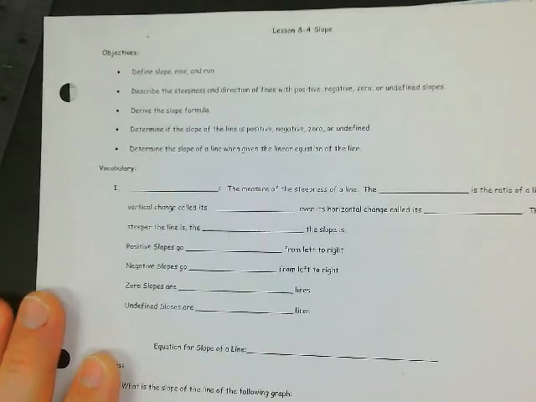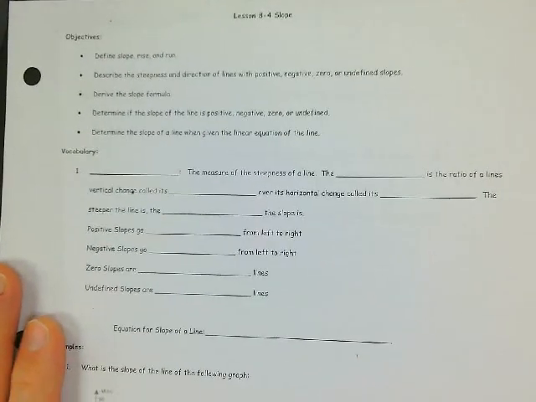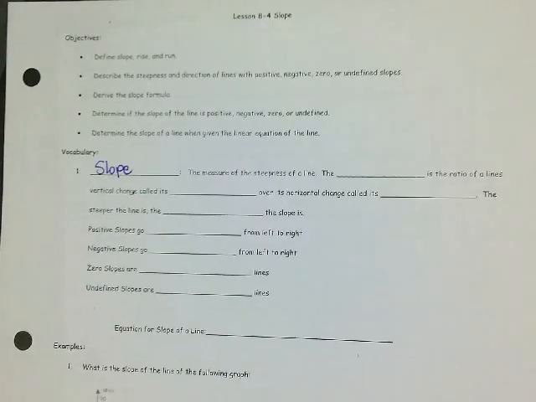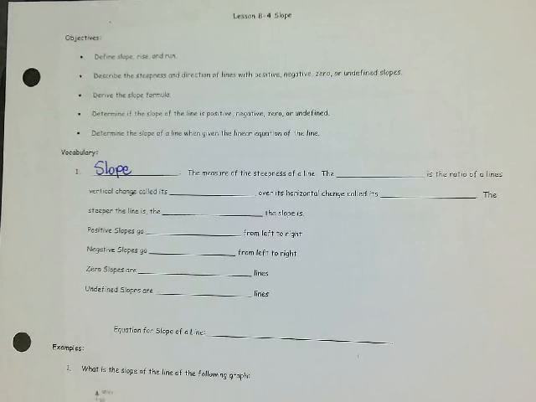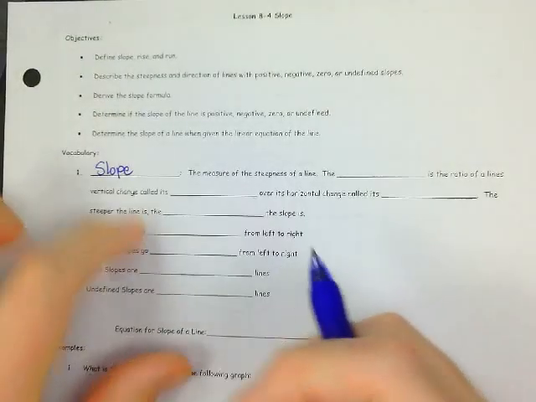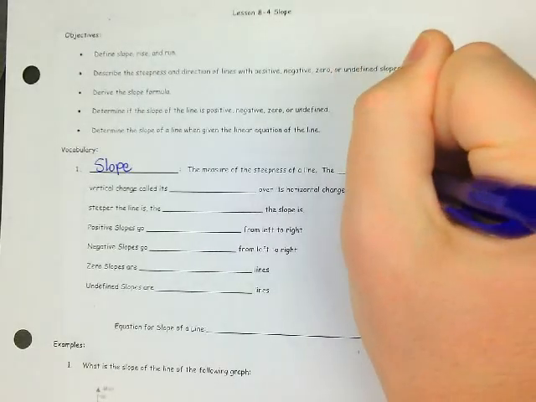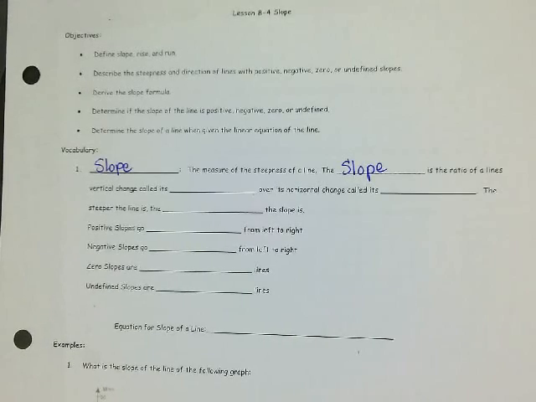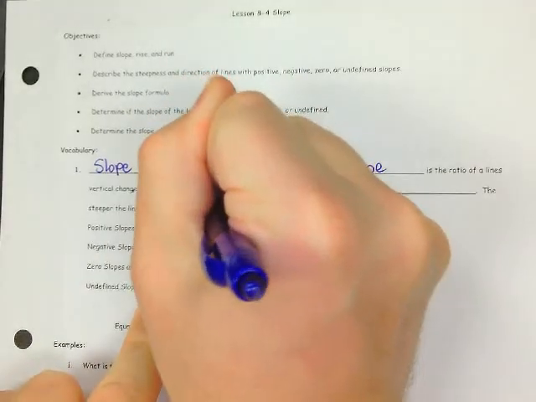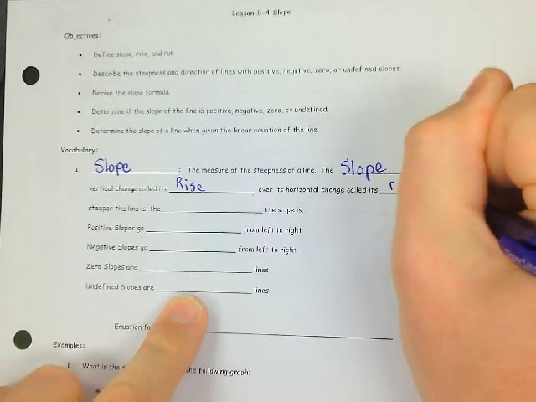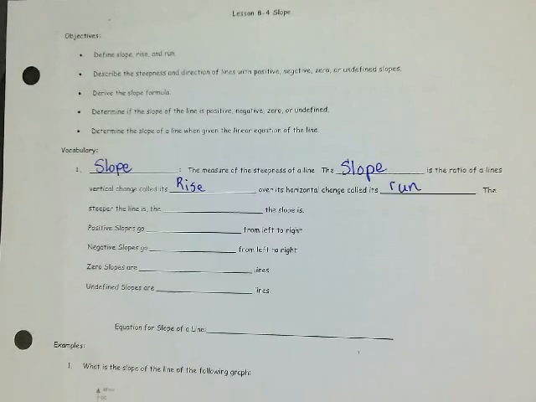So, the slope, S-L-O-P-E, is the measure of the steepness of a line. The slope is the ratio of a line's vertical change, called its rise, over its horizontal change, called its run.